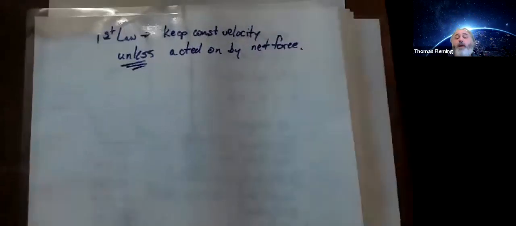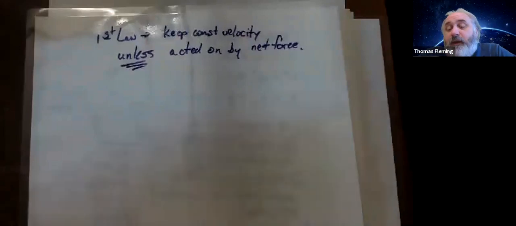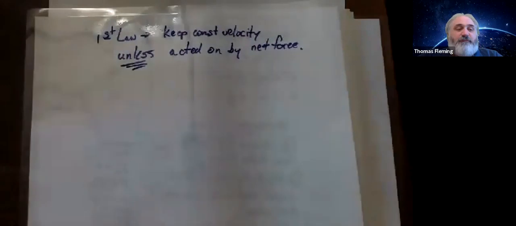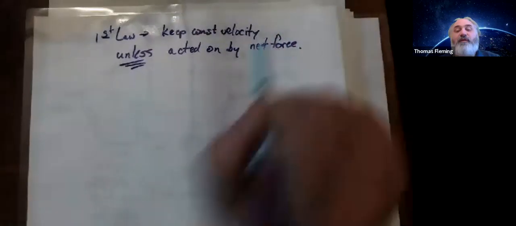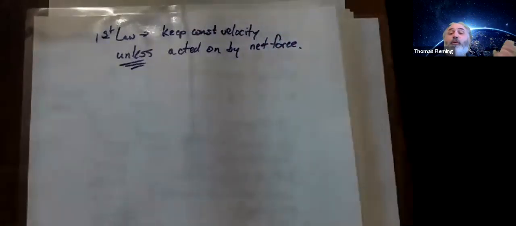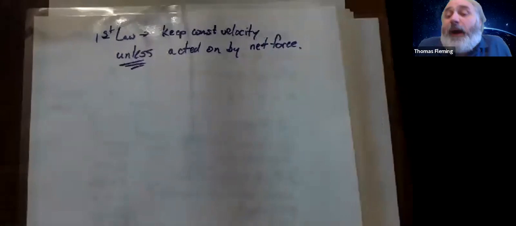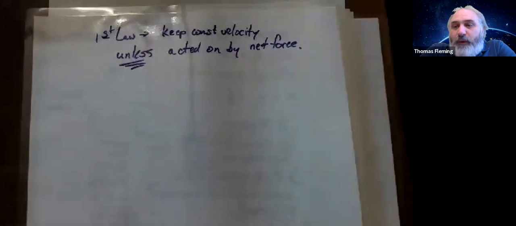So if you have an object that's moving, you don't have to push an object to make it move. Once it starts moving, it wants to stay moving. It wants to keep moving in a straight line. It wants to keep moving in a constant direction. And if you want to change its state of motion, if you want to speed it up, if you want to slow it down, if you want to make it turn, you're going to have to exert a net force on that object. Otherwise, it's going to keep doing what it's doing. If the object's at rest, if it's not already moving and you want it to move, the only way that's going to happen is if you exert a net force on it.